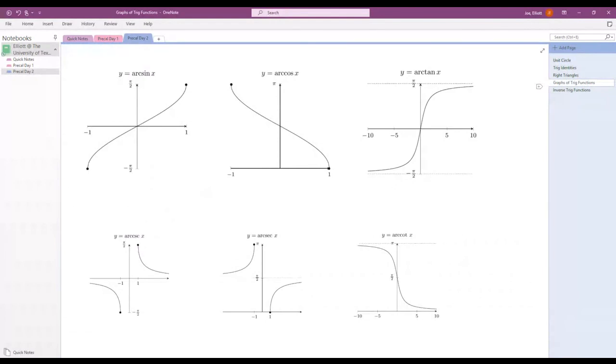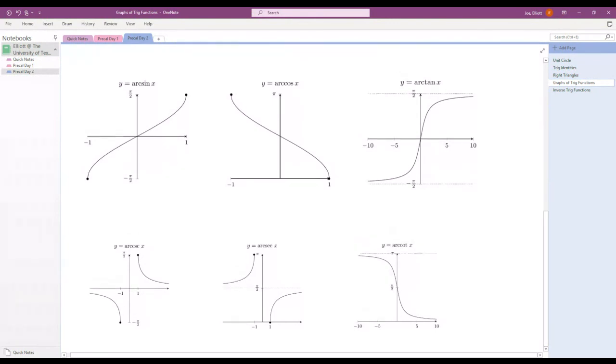The other inverse trig functions have a similar restriction as well. For the inverse cosine function, we restrict our attention to angles between 0 and pi in order to define that. For inverse tangent, we restrict our attention to angles between minus pi over 2 and pi over 2, and so forth. So all of the inverse trig functions have this kind of restriction in order to define them.